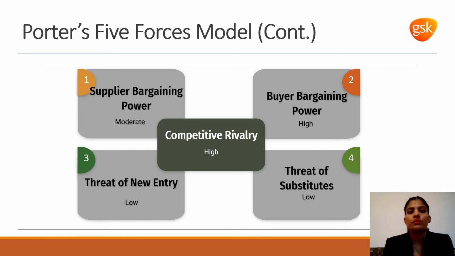And the threat of substitutes in the pharmaceutical industry is low because the dependence of the healthcare system across the globe on pharmaceutical products is high. Even though there is a presence of herbal treatment and homeopathy, their presence is not hurting the pharmaceutical industry, but the industry is continuously growing.